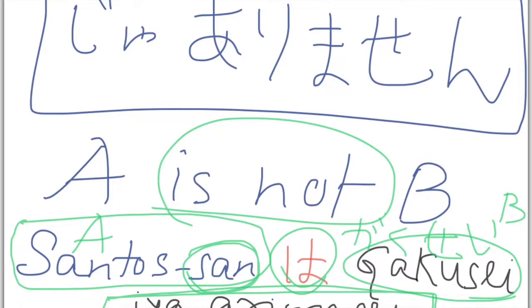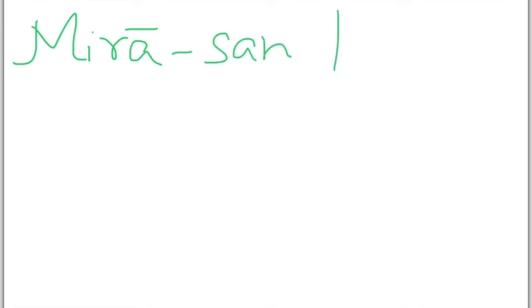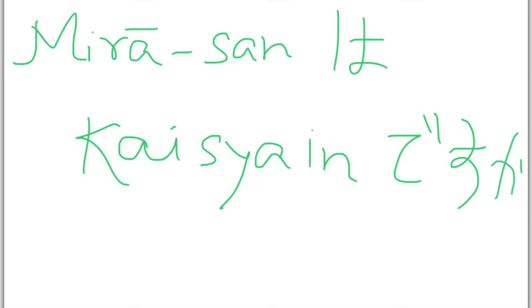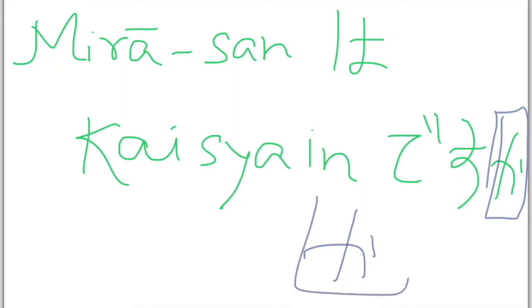Now let's move on to the third sentence. Again I am picking it up directly from the book. It says Mira-san wa kaishain desu ka. Whenever we get this ka at the end of the sentence, it means a question mark.